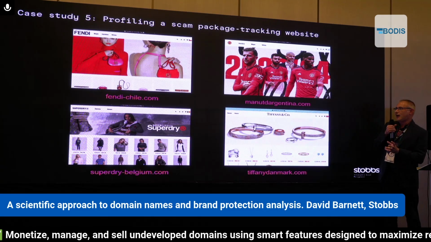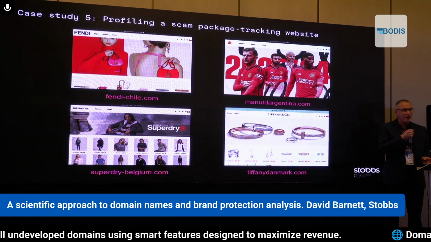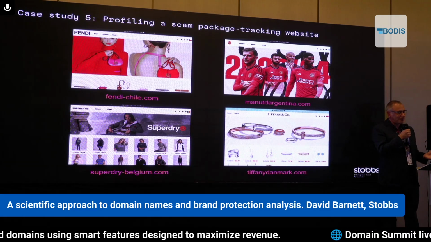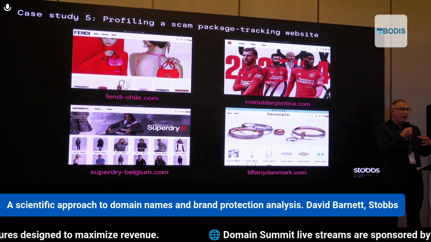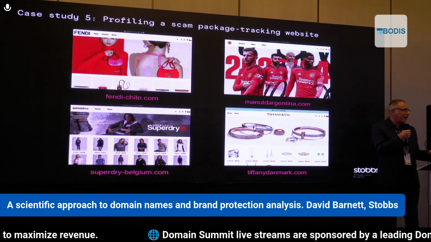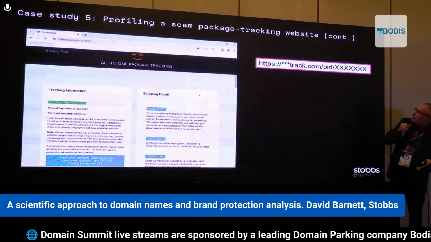Actually, this was part of a case that at Stobbs we worked on, a referral to UK law enforcement to have these sites taken down. And as part of that, they wanted us to do a bit of a deep dive into what was going on within this data set and how much money these fraudsters were potentially making. As part of that, we looked at this site.